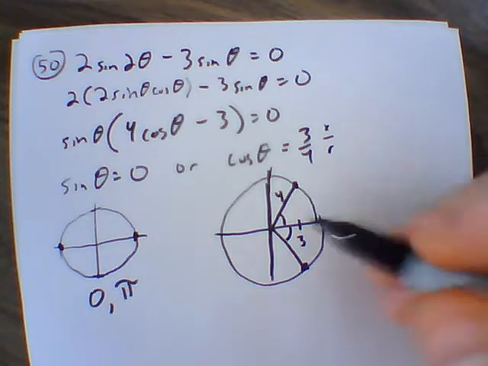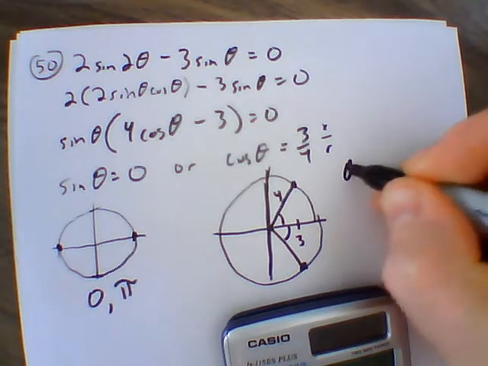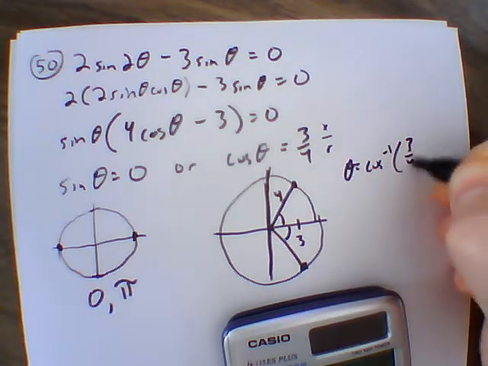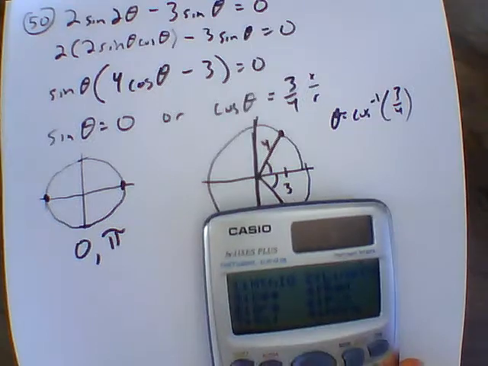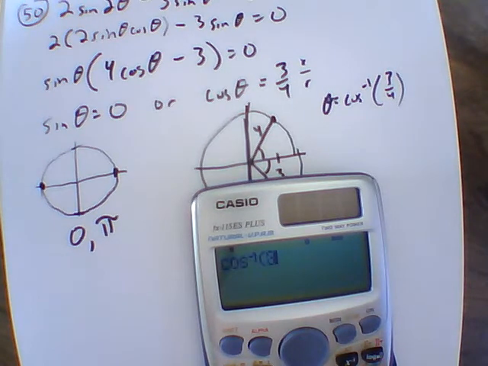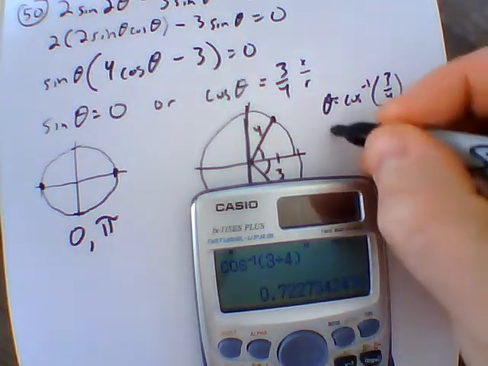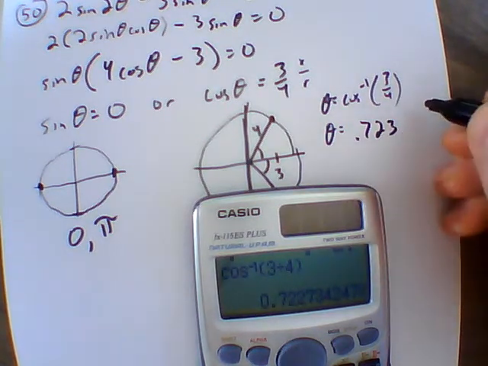So now we're going to take our cosine inverse. We're going to go theta equals cosine inverse of 3/4. Because we want to be in radians, we want to make sure to switch our calculator over to radians. So I'm going to take my cosine inverse of 3/4. You could either type it as 3 divided by 4 or put 0.75. Either way, we see that theta equals 0.723.